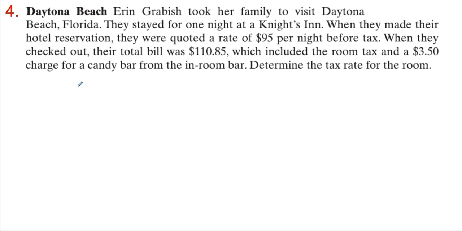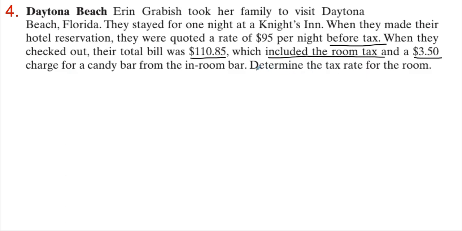Okay, so read through it and then I'll read through it a little bit and then we'll see how we did. So we're going to a beach, all right? When we made our hotel reservation, we were quoted a rate of $95 a night before tax. So we have to pay a little bit more because that's before tax. When they checked out, their total bill was $110.85. That included the room tax and a $3.50 charge for a candy bar.